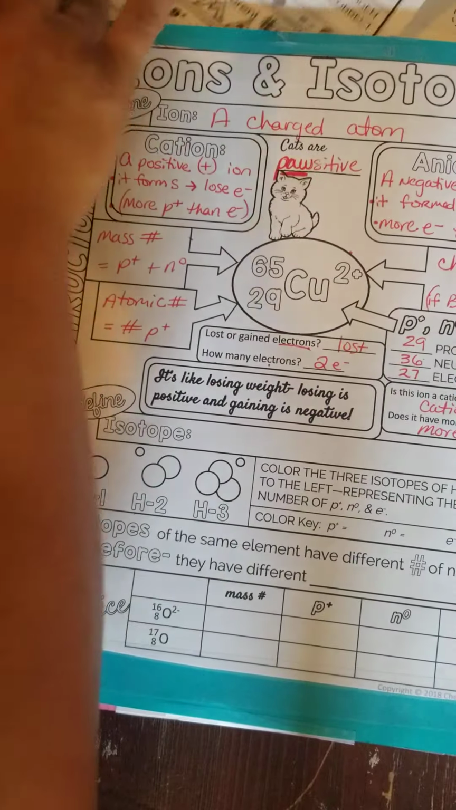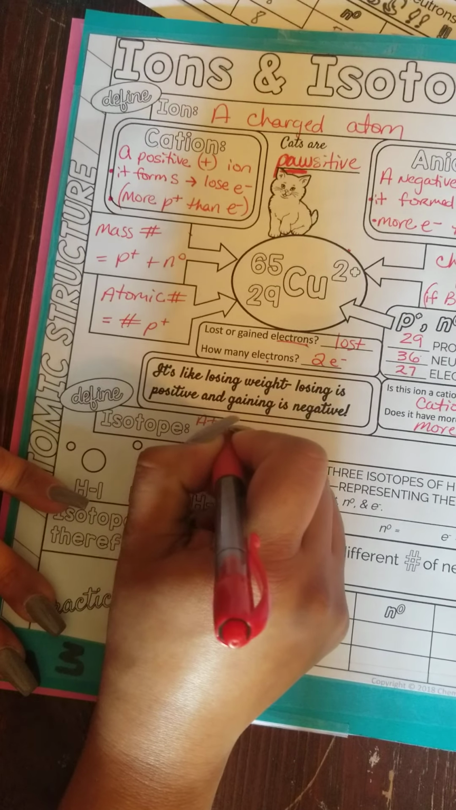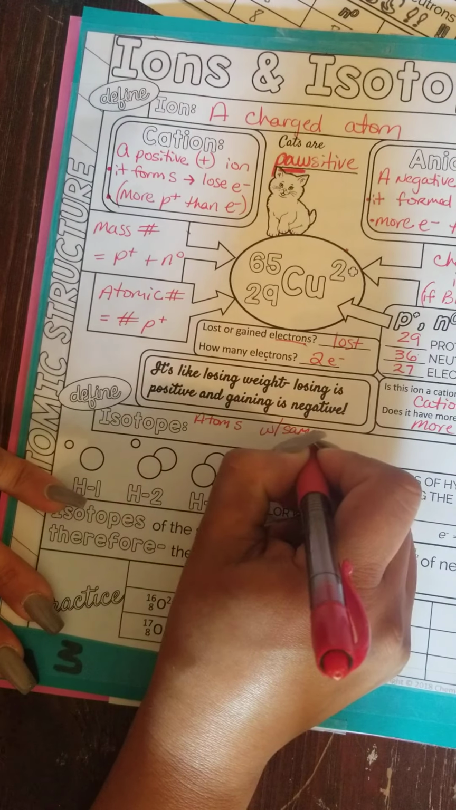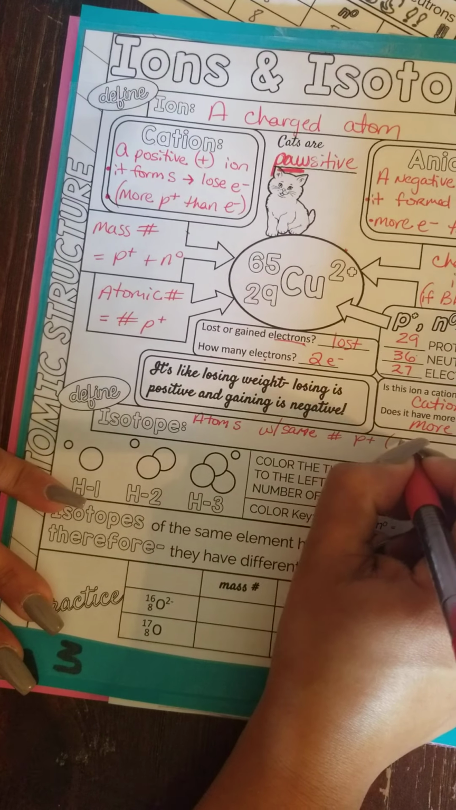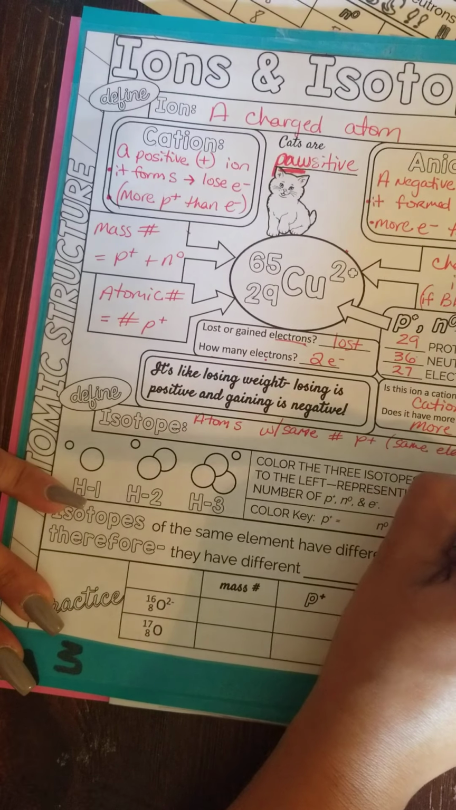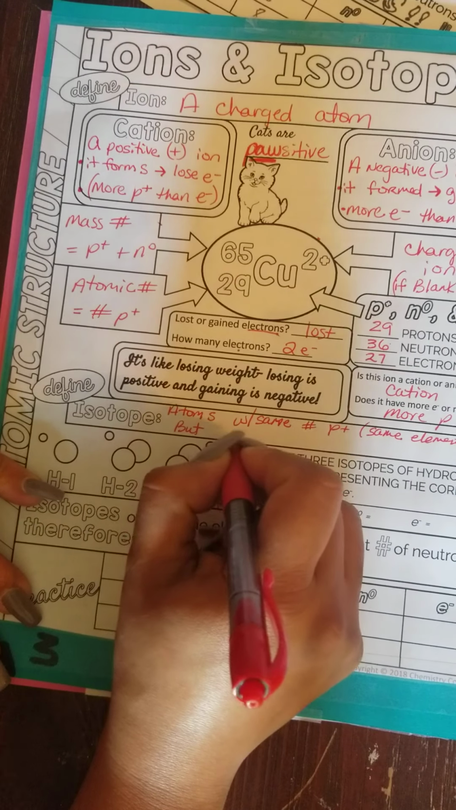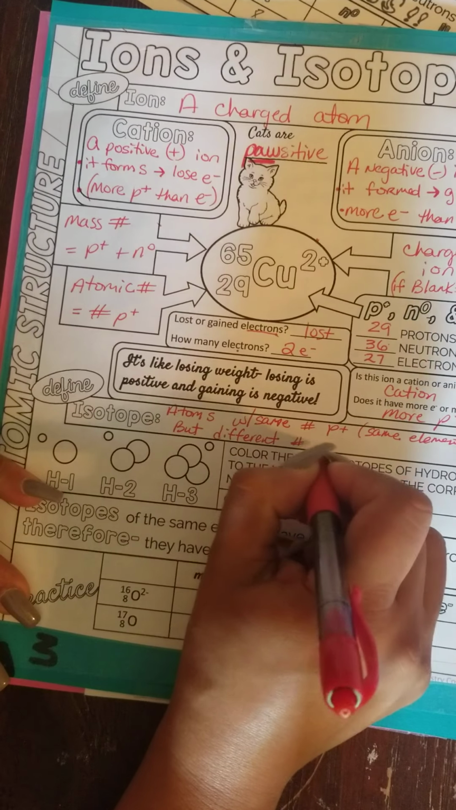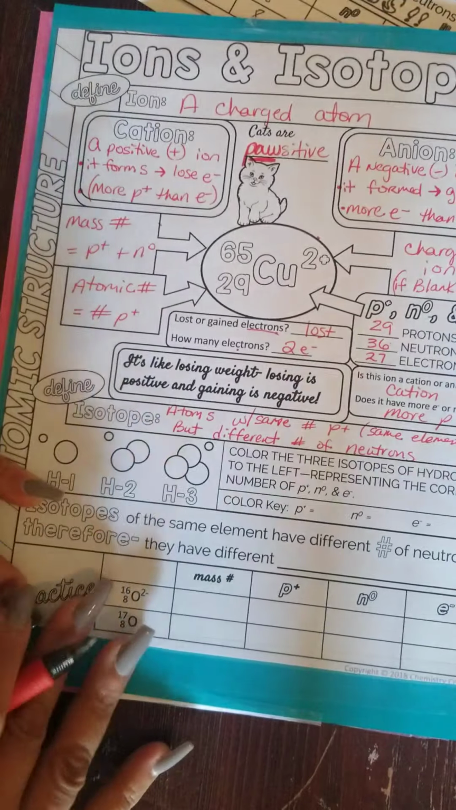Isotopes. The definition of an isotope is atoms with the same number of protons, which means that obviously it's the same element, but different number of neutrons. Okay?